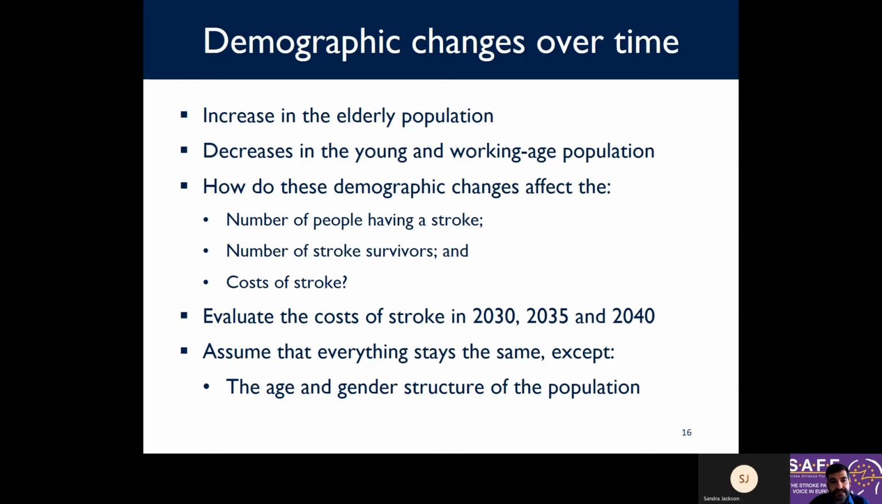So how do these demographic changes affect the number of people having a stroke, the number of stroke survivors, and the cost of stroke? So in this work package, we evaluated the cost of stroke in 2030, 2035, and 2040. We assume that everything stays the same, except the age and gender structure of each country's population.